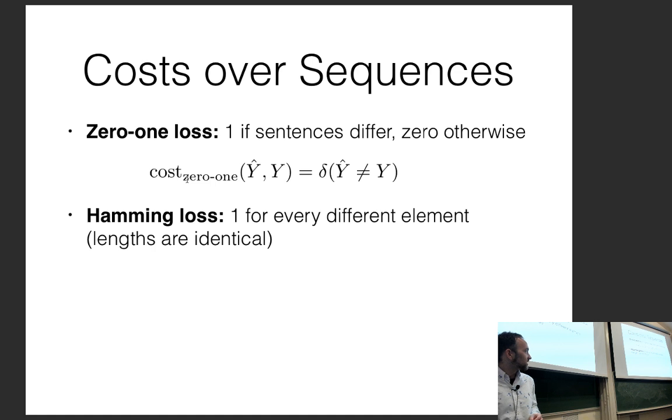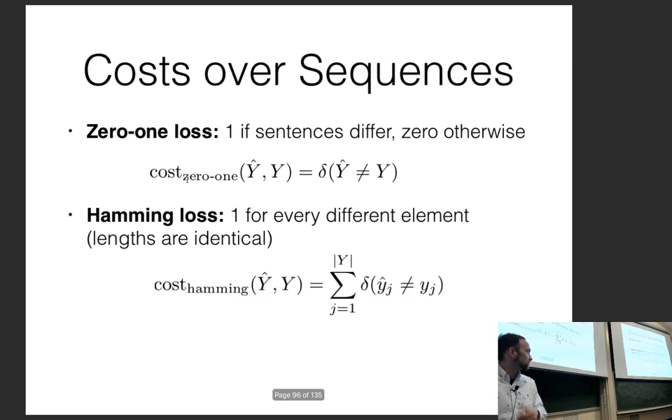So Hamming loss says you get 1 for every different element in the output. So every element in the output that's different, you get a cost of 1. This assumes that the lengths are identical, so you can just read it off, and that's what this looks like. So you have a sum over the differences between each of the elements. Oh, sorry, the delta function here, I don't know if I explained this. This is the Kronecker delta function. It's basically 1 if the condition is true, and 0 otherwise.